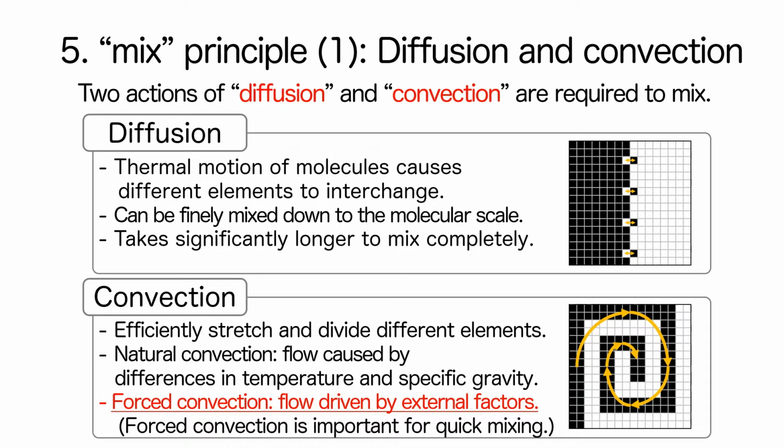Convection includes natural convection generated by temperature difference and specific gravity difference, and forced convection generated by external force. In order to achieve the goal of mix in shaking, it is important to generate forced convection by an external force such as shaking the shaker.